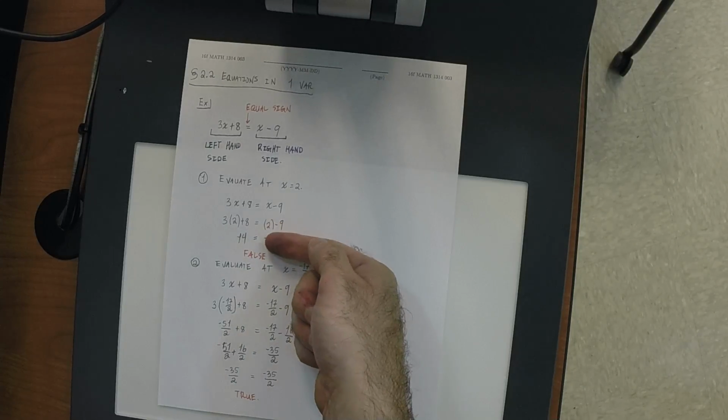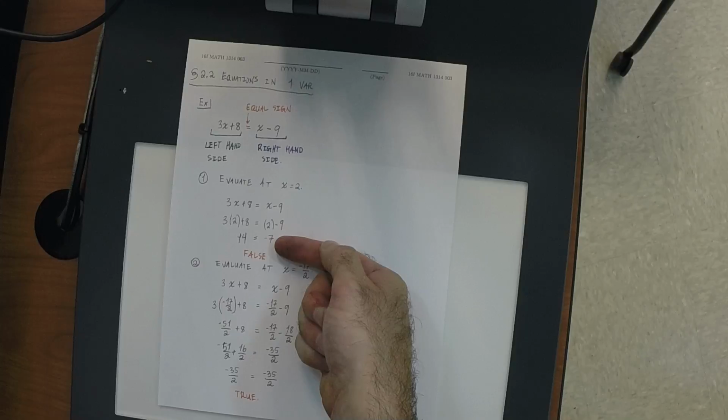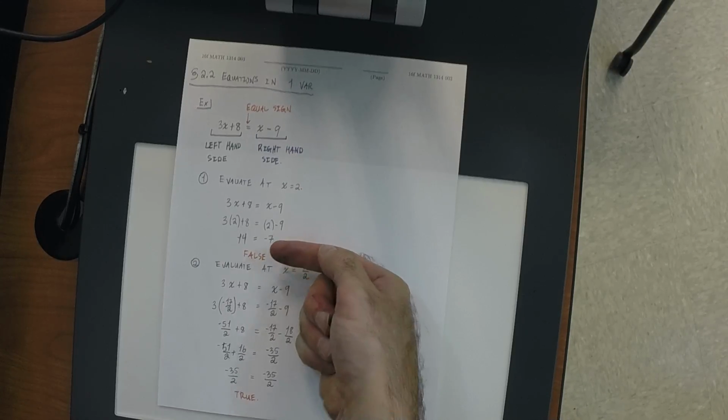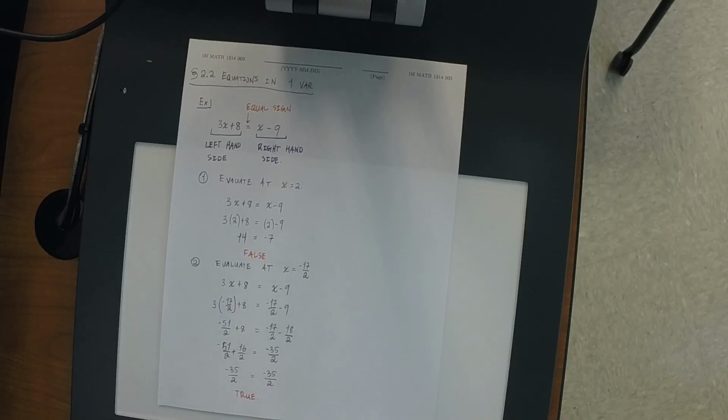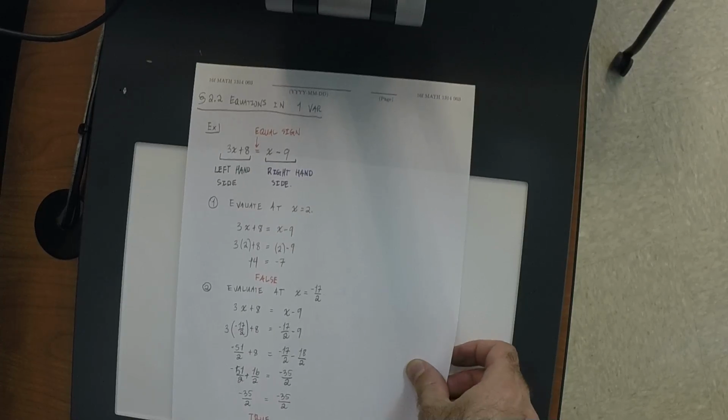So, is 14 equal to negative 7 an equation? Yes. And it evaluates false. Is negative 35 over 2 equal to negative 35 over 2 an equation? Yes. And it evaluates true. Good. Any question about this? Okay.